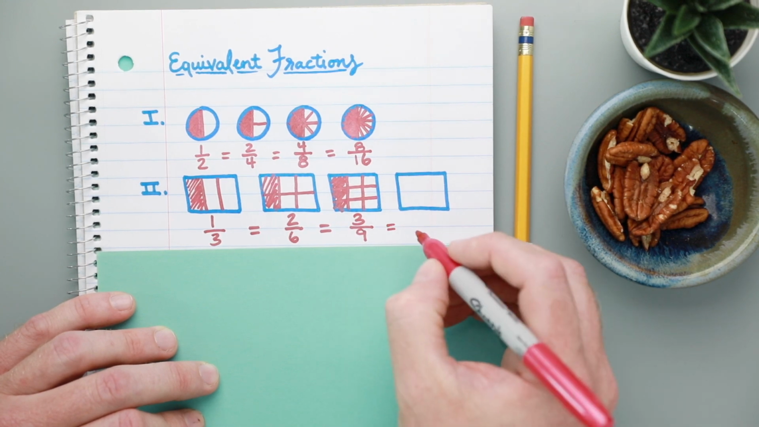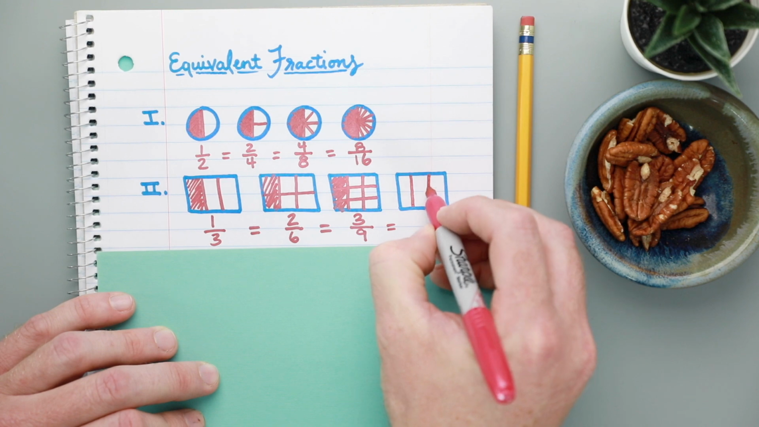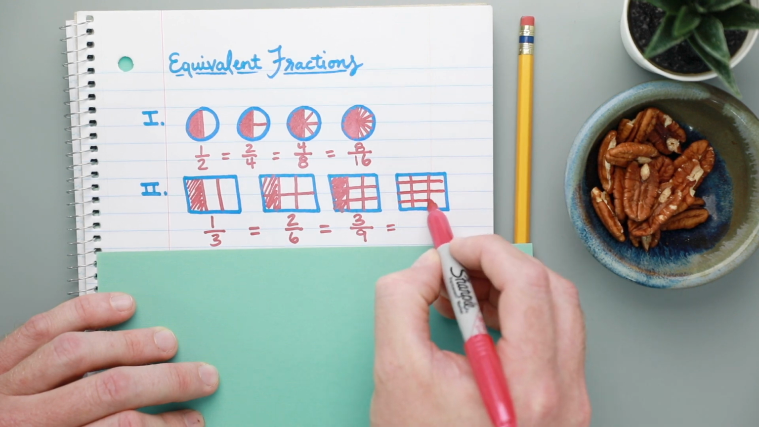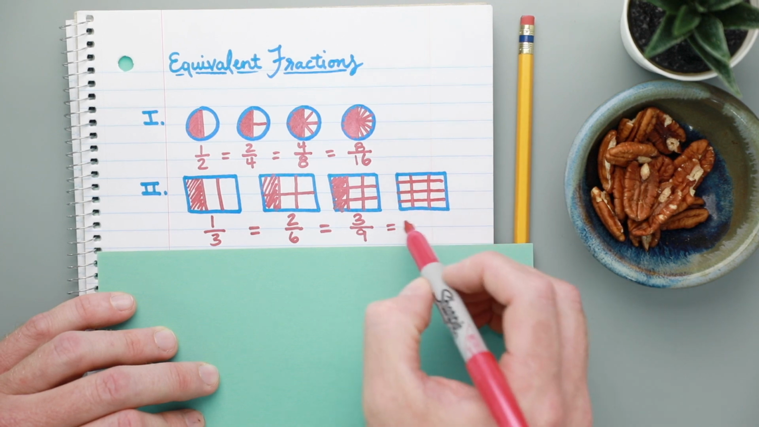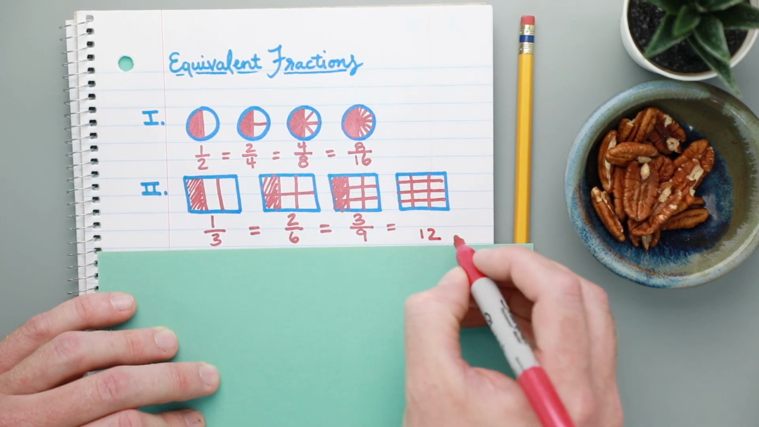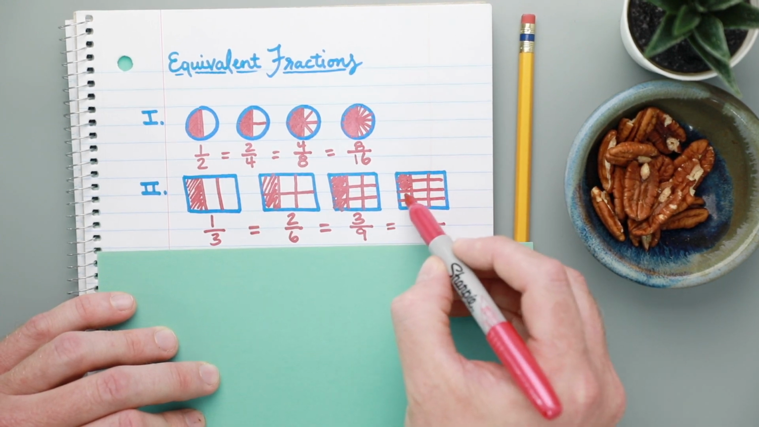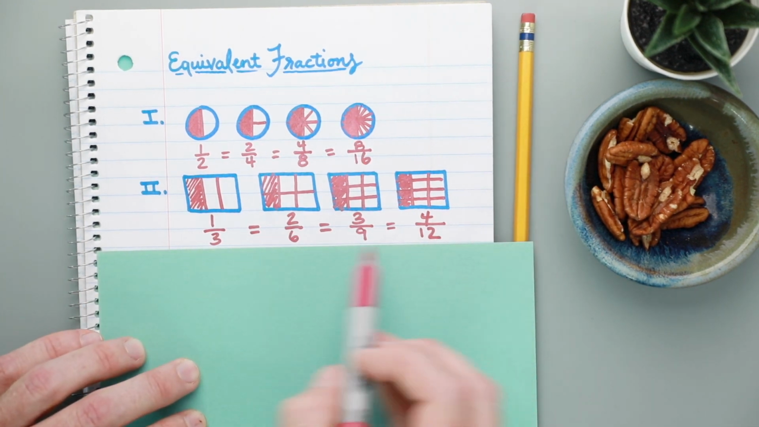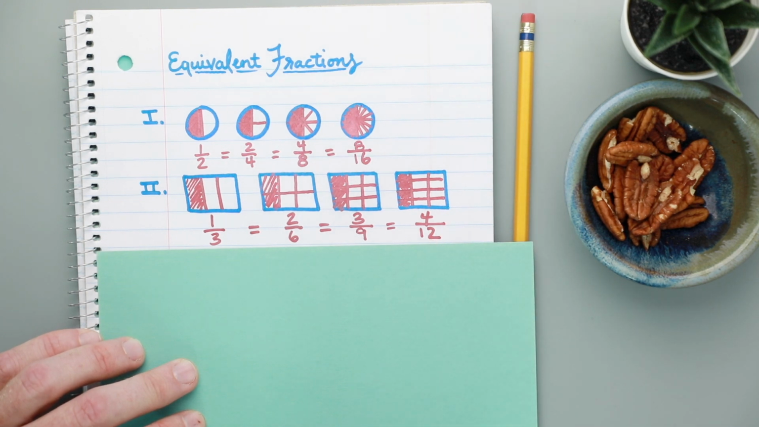All right, last example. If I do the same thing where I'm separating my box into thirds, but this time I separate those into quarters or fourths, I'm left with an array that is 3 times 4. 3 times 4, as we all know, is 12. If I shade in 1, 2, 3, 4/12, I get the same thing as 1/3, 2/6, 3/9, 4/12.